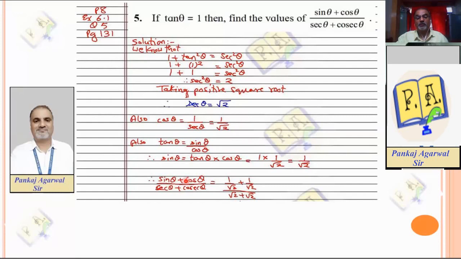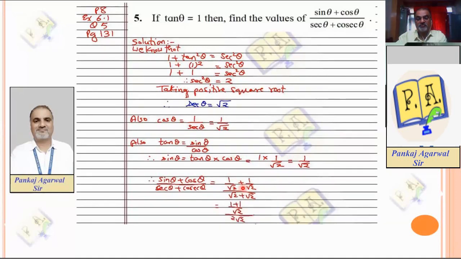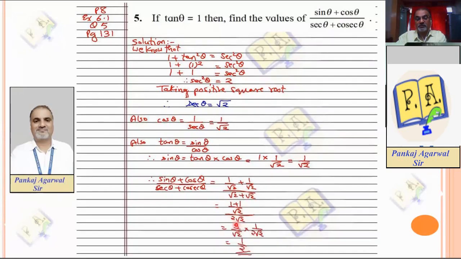Sin theta plus cos theta whole upon sec theta plus cosec theta. Try to understand this calculation. This is 9th standard calculation. 1 upon root 2 plus 1 upon root 2, whole divided by square root of 2 plus square root of 2. 1 apple plus 1 apple, 2 apple. 1 orange plus 1 more orange, 2 orange. So these two will be added up. It will become 2 upon square root of 2, 1 plus 1 as 2, whole upon square root of 2. And 1 orange plus 1 orange will become 2 orange, 2 square root of 2. So I got 2 upon root 2 into 1 upon 2 root 2. 2 ones are 2. 2 will get cancelled. Root 2 into root 2 is 2.